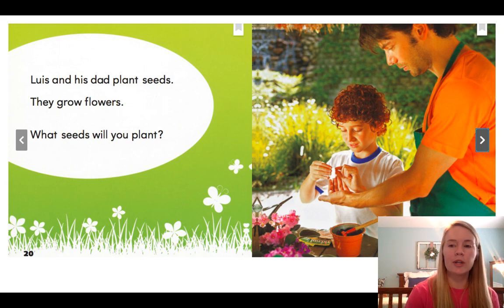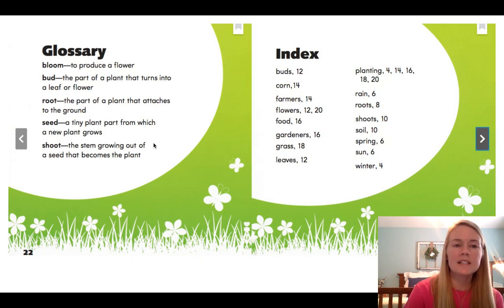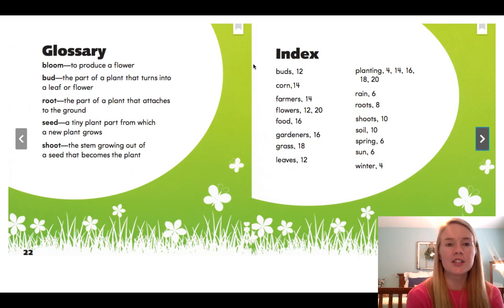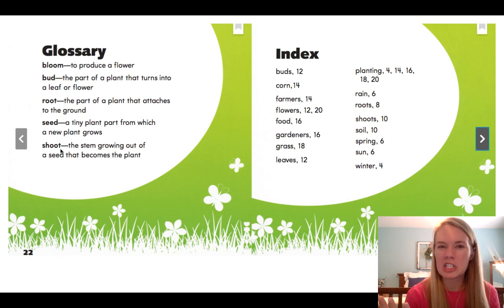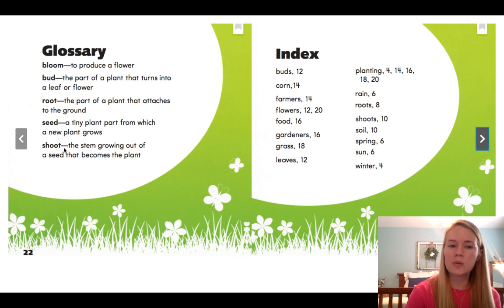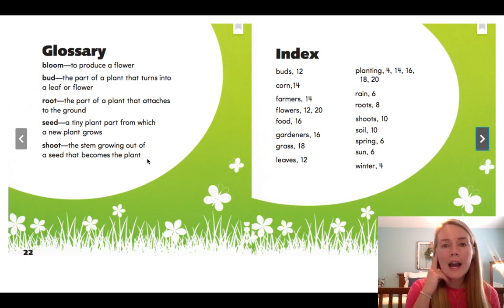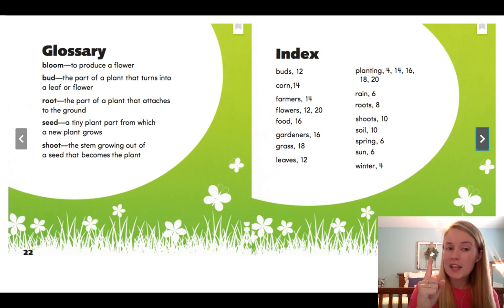So now I have a question for you. Actually, first let's go over our glossary and our index. So, glossary. What is a glossary for? A glossary is just like a dictionary. So we can look at the back of the book for words that maybe we don't know what they mean. So if I was looking at this, I would have said, I don't really know what a shoot is. Let's see. It says shoot, the stem growing out of the seed that becomes the plant. Oh, I remember reading that. That's when the seed first starts to sprout. It's the first little part that you see.